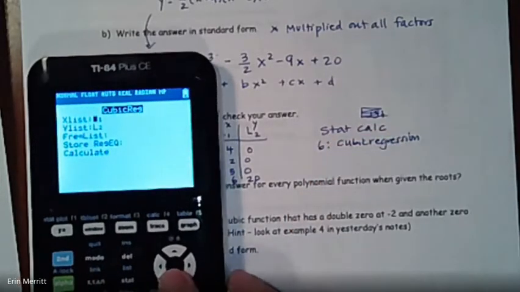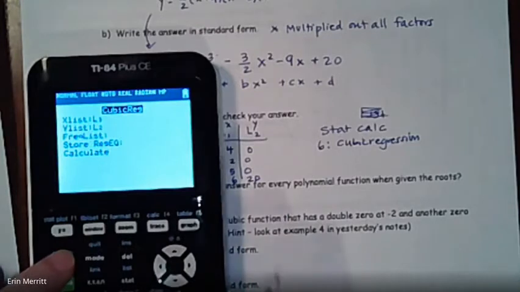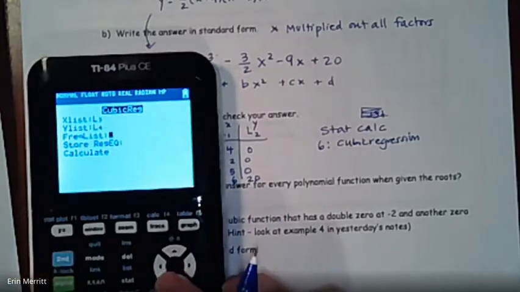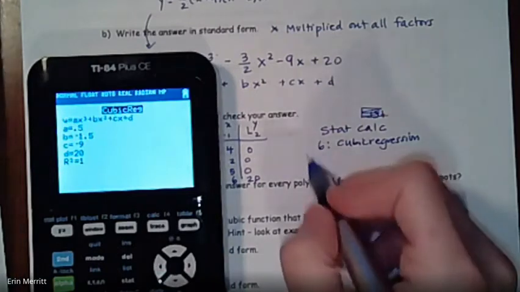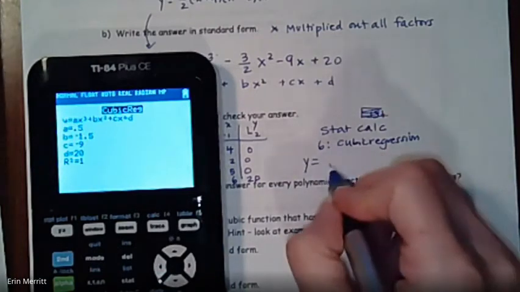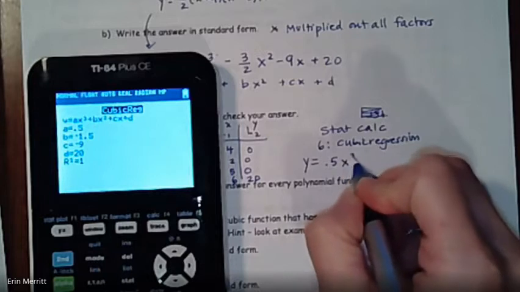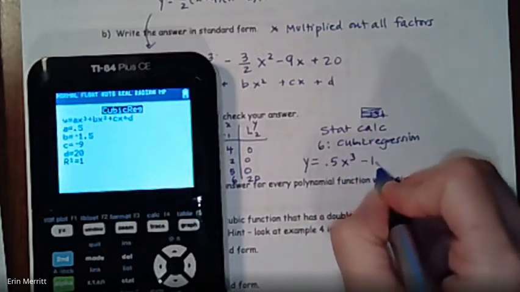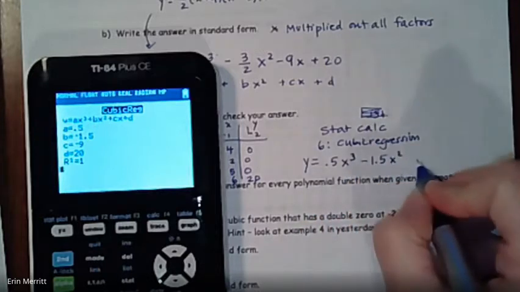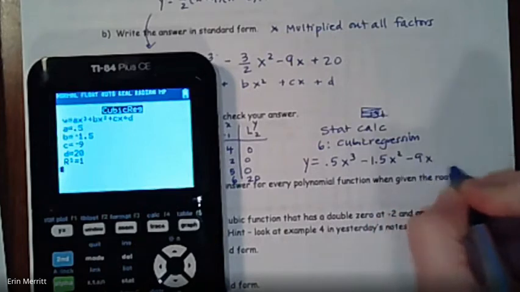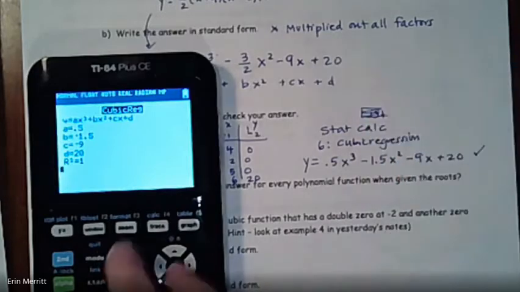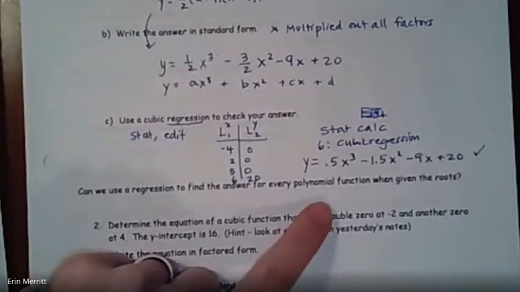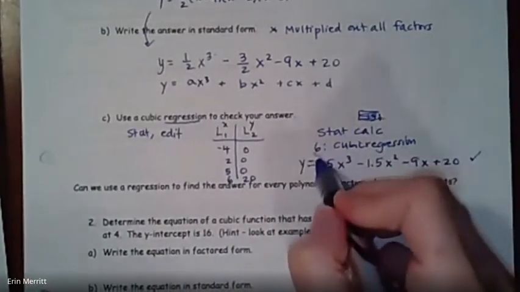Now, because I put mine in list 3 and list 4, I'm going to quick switch them, but yours should be good to go if you have them in list 1 and list 2. And then just hit enter. And now take a look at what you get. We get a equals 0.5, so 0.5 x cubed. B is -1.5 x squared. C is -9, so then x, and then plus 20, which perfectly checks against what we did by hand in class yesterday.